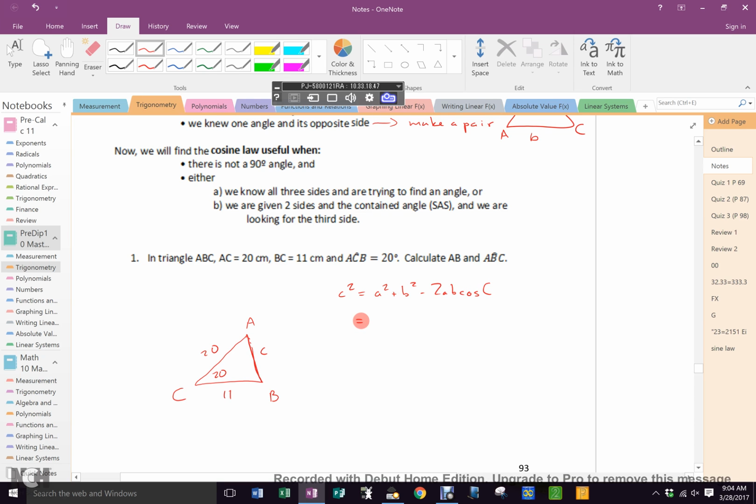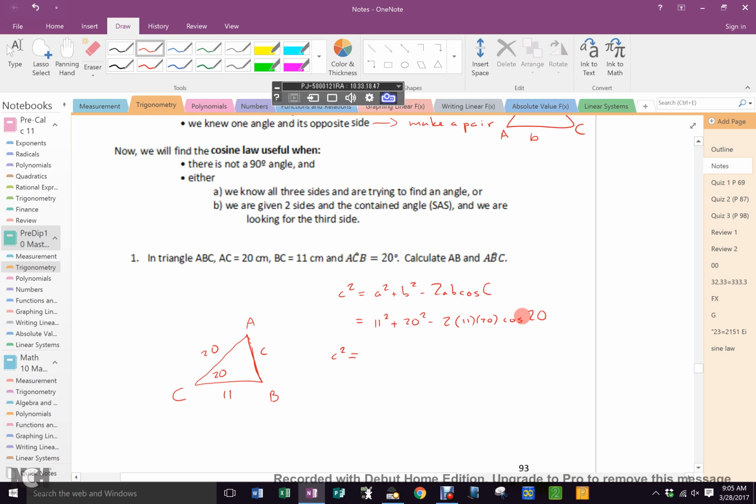Okay, so what's a? 11. 11 squared plus what's b? 20 squared minus 2 times 11 times 20 times cos of what? Cos c, which was 20. That's a little bit hard to punch into your calculator, especially if you got a backwards calculator, yes? But you can do it. You guys try and figure that out.